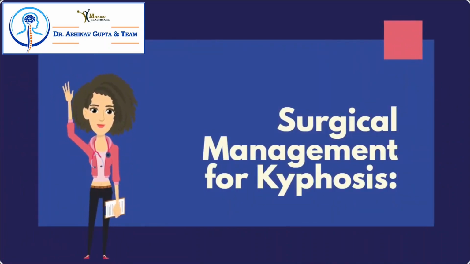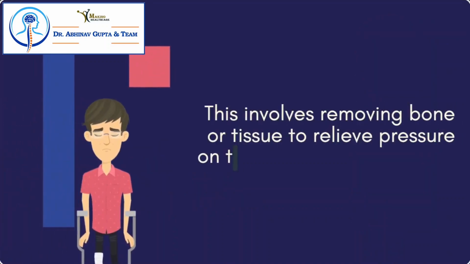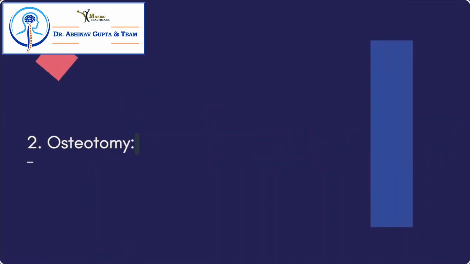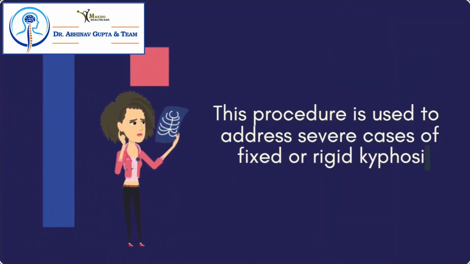Surgical management for kyphosis. 1. Decompression surgery. In cases where spinal cord compression is significant, decompression surgery may be performed. This involves removing bone or tissue to relieve pressure on the spinal cord or nerves. 2. Osteotomy. Osteotomy involves cutting and repositioning the vertebrae to correct the alignment. This procedure is used to address severe cases of fixed or rigid kyphosis.